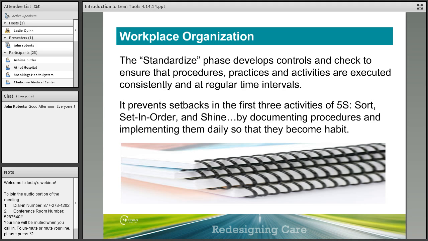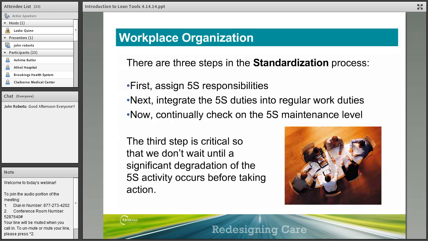When we do the shine, which is step 3 in the 5S process, again, we're looking at getting our area clean and well maintained, and making sure that every corner of the work area is free from dirt and grime and other things, and we keep a clean workspace.